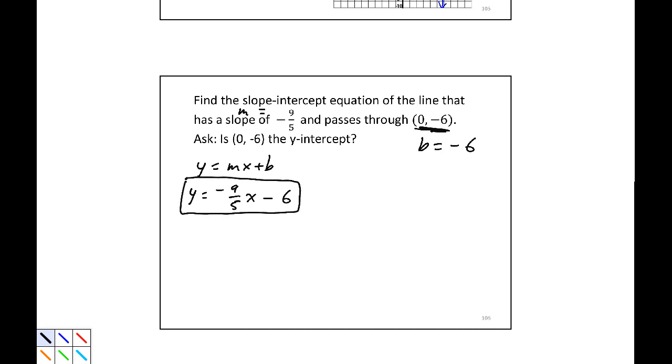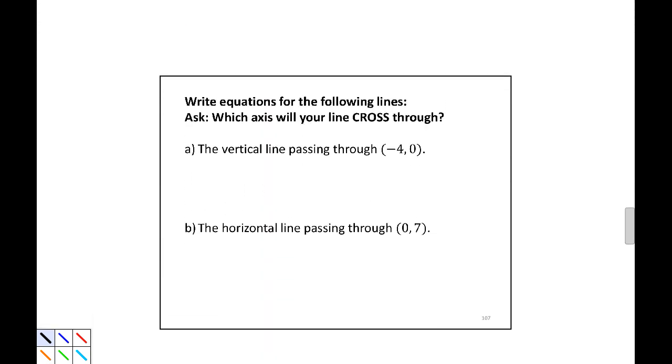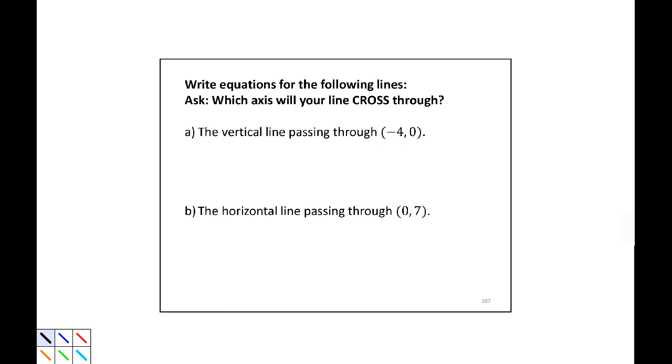Now, admittedly, this is a typical line, one that is not vertical, one that's not horizontal, so this doesn't quite fit in here. But we're going to do the same thing with the next couple, and they're going to be special cases. Write equations for the following lines. And the question we ask is, which axis will our line cross? Which axis? So here I'm going to just draw a coordinate grid.